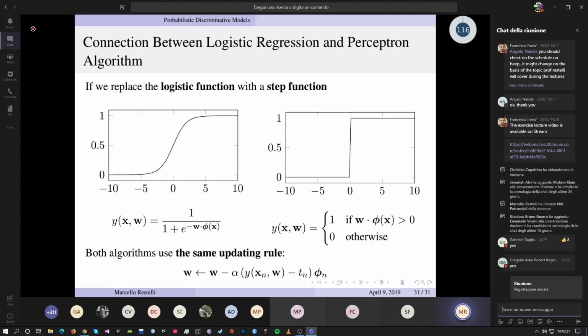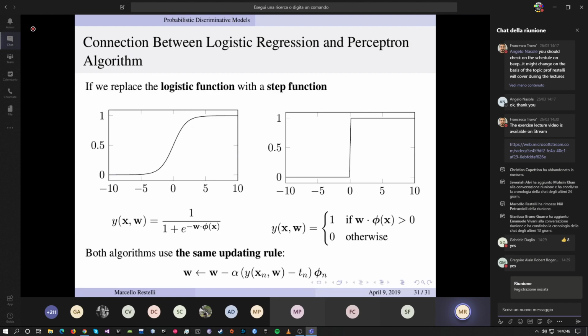And actually, if you do this change, you see that the update to the parameters is exactly the same formula. So the parameters are updated by the difference between the model prediction minus the true value multiplied by the feature vector. So actually it is the very same update.